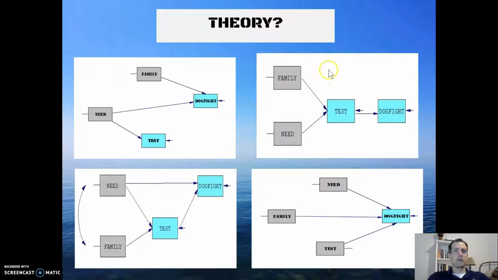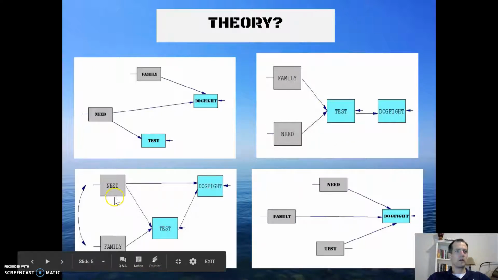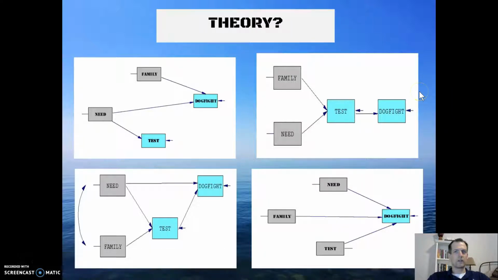Another model, and this is the model it seems like they might currently use, is where family and need have an effect on their test scores, which then has an effect on dogfighting. So you have no direct effects to dogfighting; they're all mediated by this test variable. This other one is a combination of those two, where both of these variables have an effect on tests, but then need also has an independent, direct effect on dogfighting. And in this one, all three of them have an effect independently on dogfighting.